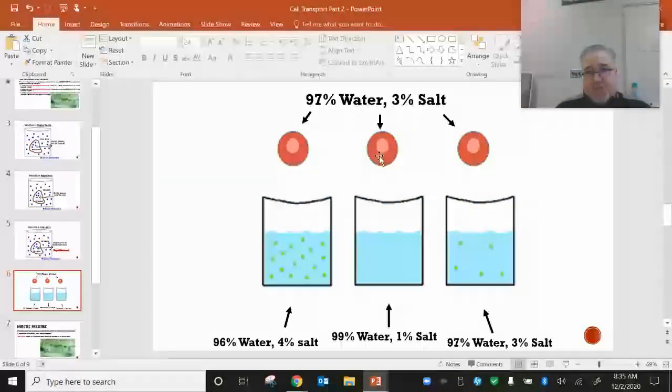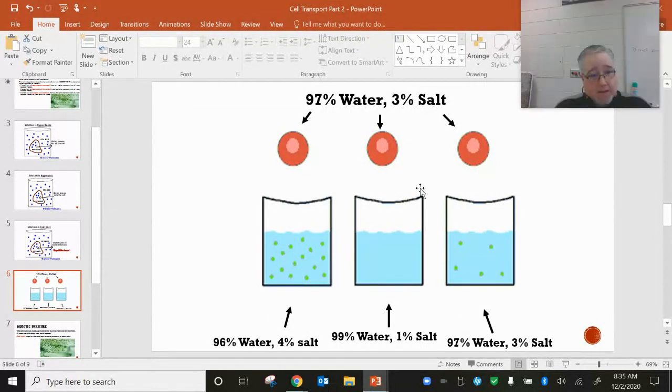All right, same thing with this cell here. If you put it into this environment, which is 99% water, what would happen to that cell? And then finally, we have an environment that has 97% water in it. Think about what would happen if we put a cell in that environment.